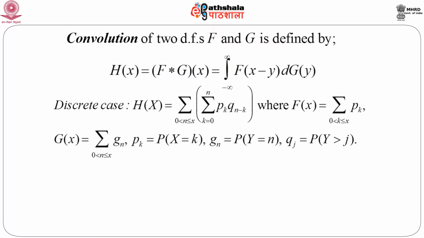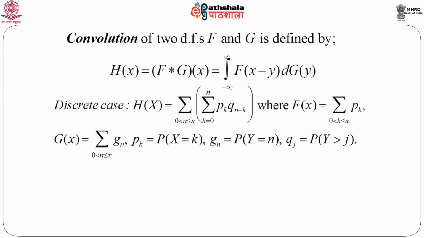So, using these expressions of F, G and the other expressions in terms of p, g and q, we can get the expression for the convolution of the two distribution functions F and G, and we denote this by H, which is nothing but the discrete convolution of two random variables. That means the convolution of two discrete random variables having PMFs p_k and g_n.